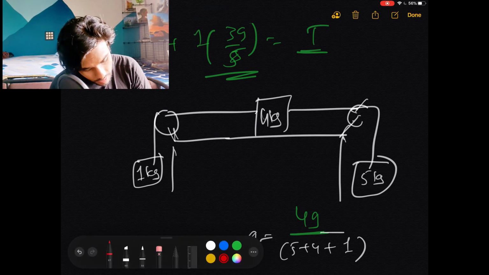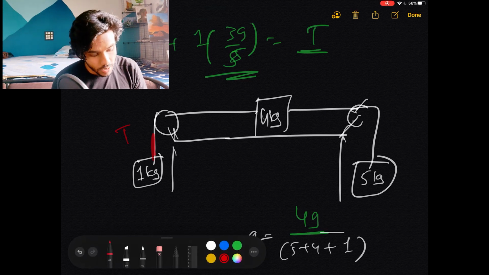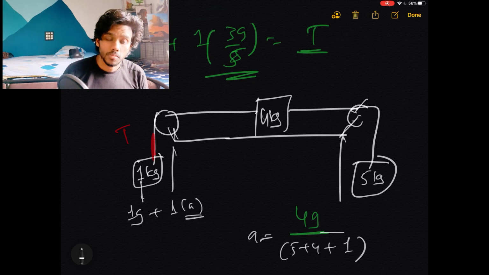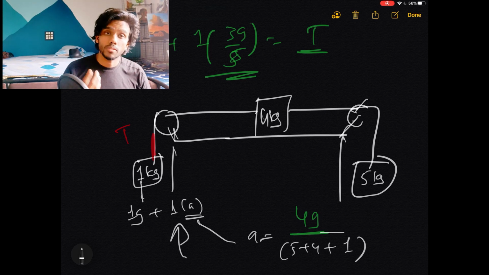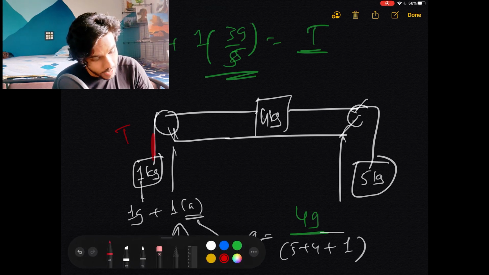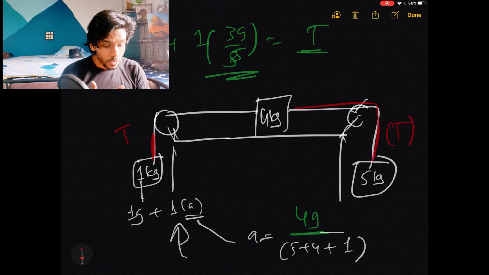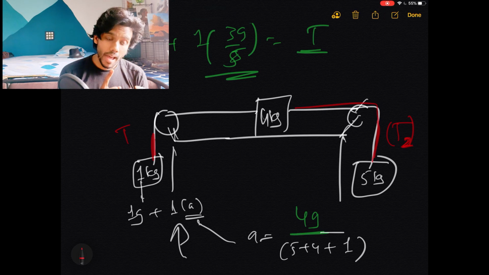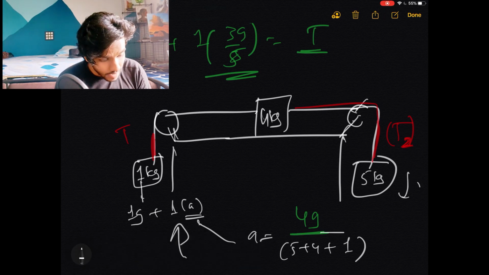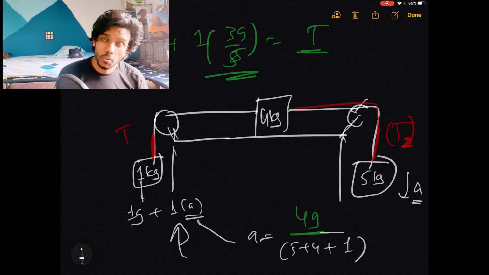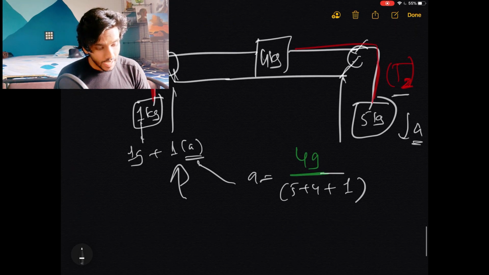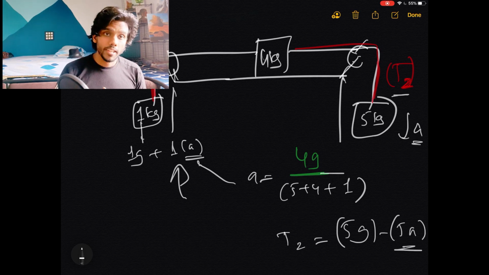So let us look at the tension here. This tension is responsible not just to balance the weight, 1g, it is also providing 1a. So if you add these two values, put this acceleration here, you also find the tension. If you want to find the tension here, I want you to look at this problem from a different angle. This tension is not able to balance the weight because the body is accelerating downwards here. So this tension is fighting against the weight, but it is failing. So this T2 value is less than 5g by the value of 5a.